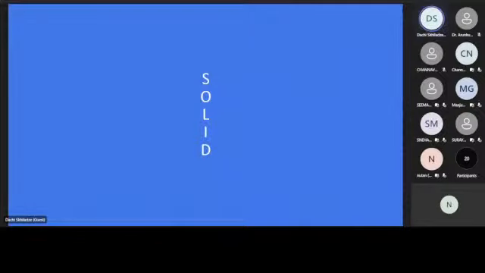The next letter is O, the open-closed principle. This principle emphasizes that software entities such as classes, modules, or even functions should be open for extension but closed for modification. Basically, it means that we should design our code in a way that allows us to add new functionality without modifying existing code. This principle promotes code reusability, reduces the risk of introducing bugs, and makes maintenance easier.